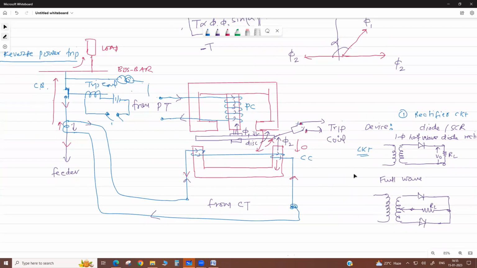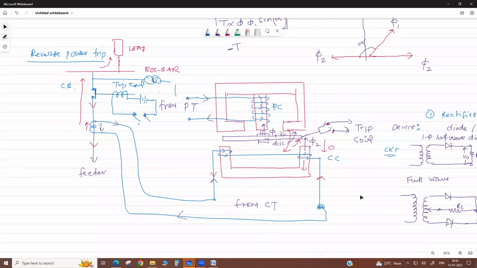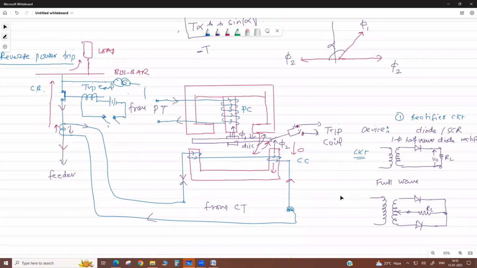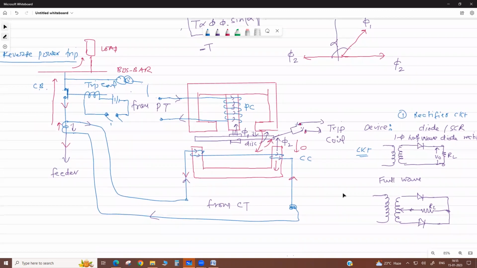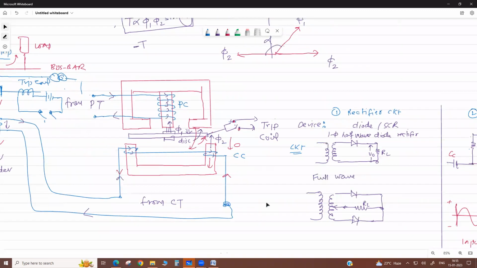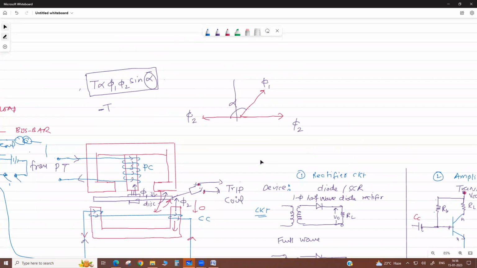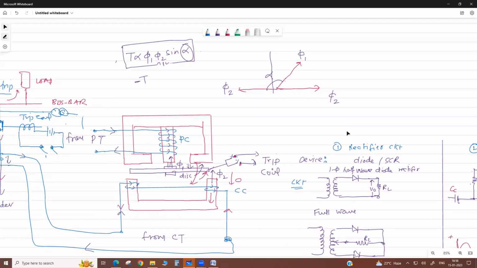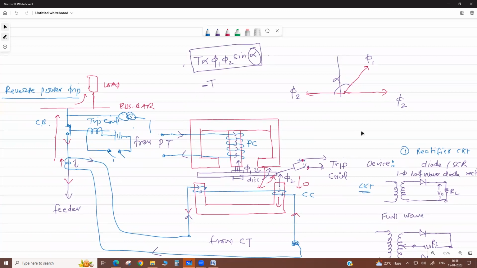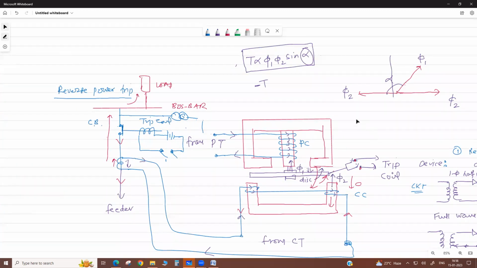This is your reverse trip. Got it? Any doubt? Clear, sir. You know, in the CT, if the direction is changed, then the flux direction is changed, which means torque in the opposite direction is produced. Your disc closes the trip contact, then your breaker trips if reverse current flows.